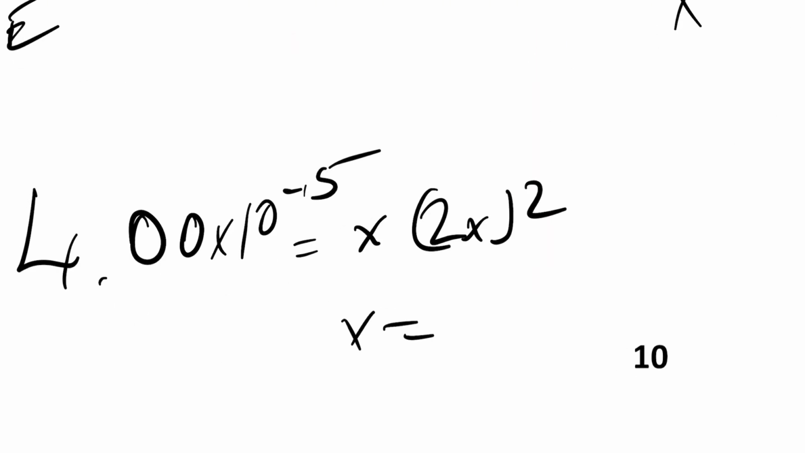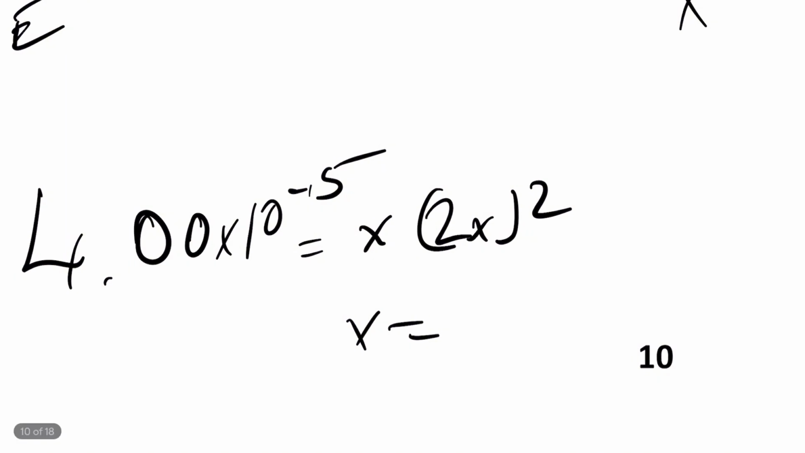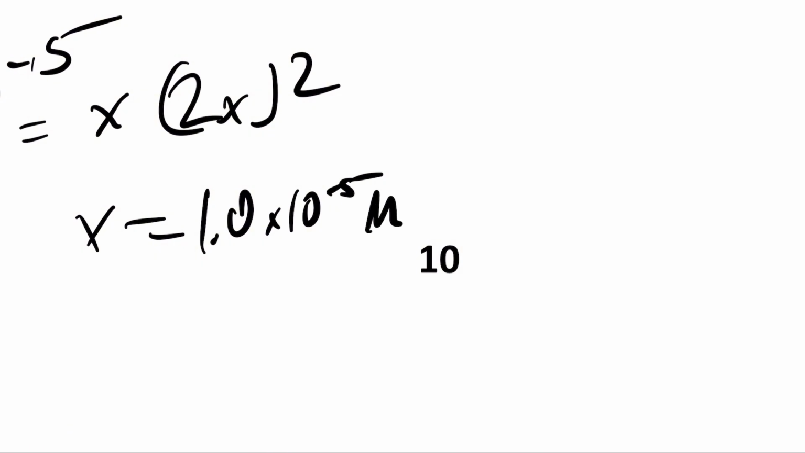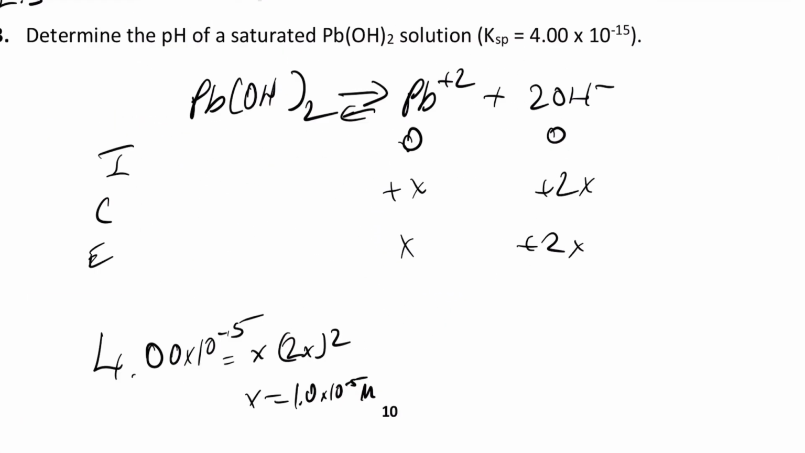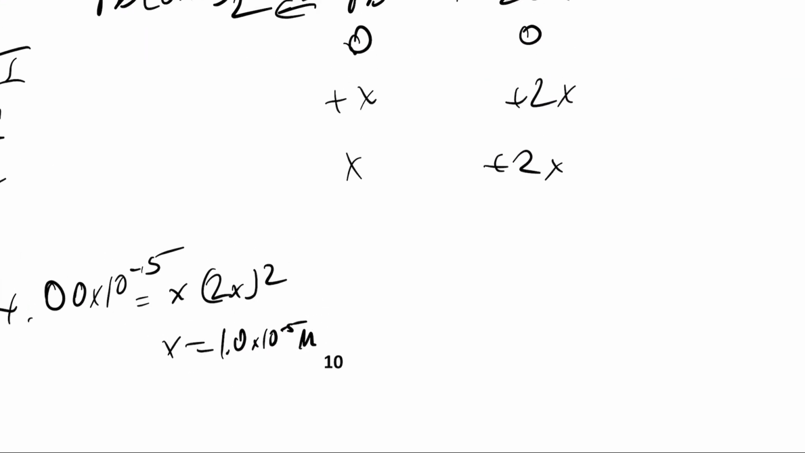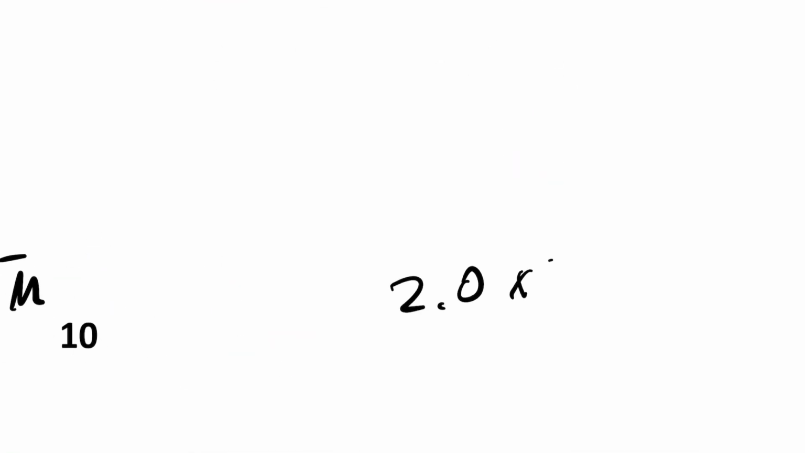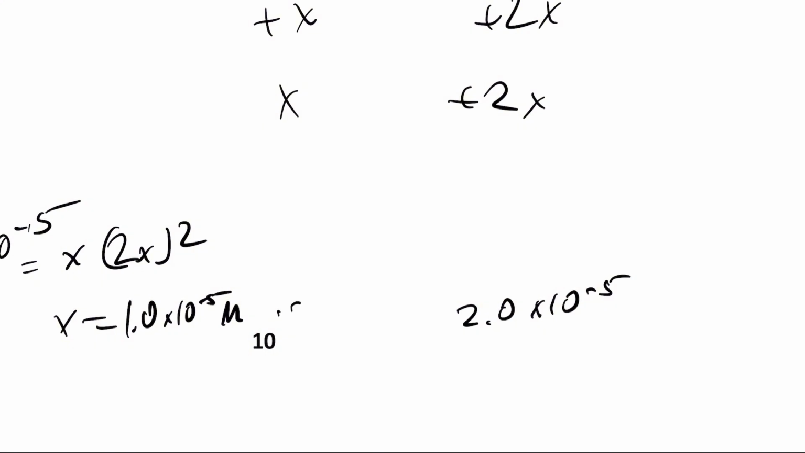X is equal to some number. Let's see. X is equal to 1.0 times 10 to the negative 5. Perfect. So that's the molarity. That's the solubility of lead 2 hydroxide. You're asking for the pH. So what's the concentration of OH? It would be 2.0 times 10 to the negative 5 because you're multiplying this by 2. Negative log of this, then 14 minus this.